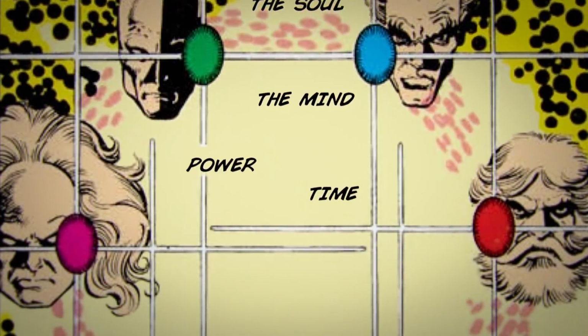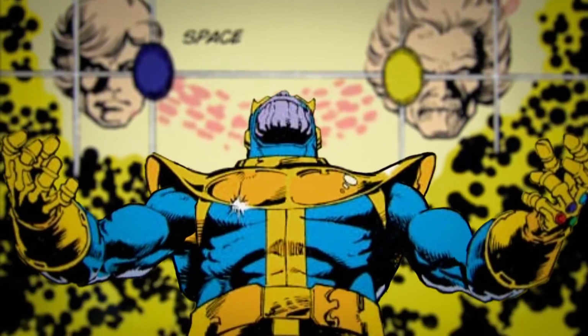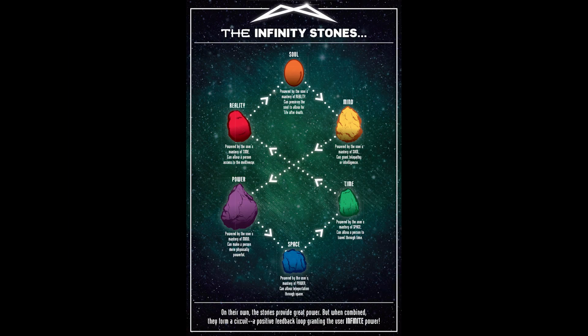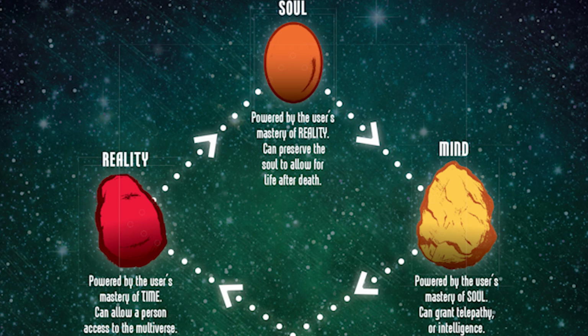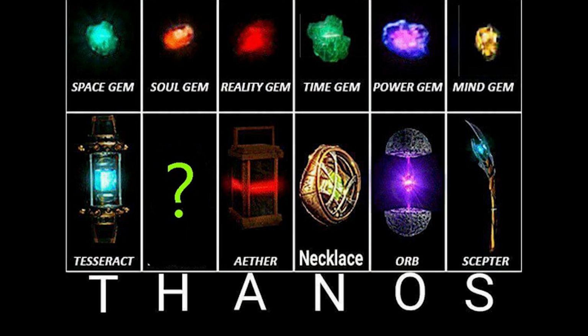Hey everybody, it's Charlie. Hopefully you've had a chance to see Infinity War once or twice by now. This is going to be my video explaining how the Soul Gem works and why the Thanos theory ended up being correct, just not in the way that everyone expected.